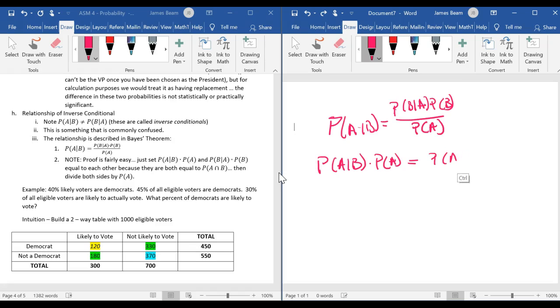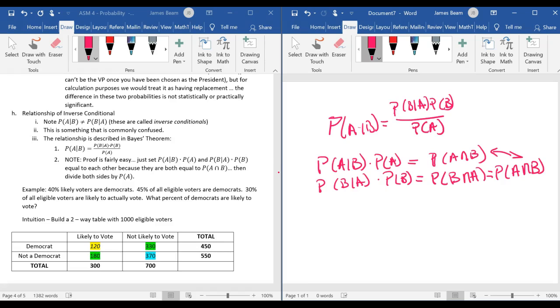Oops, A and B. We established this earlier. You can look up in the notes, it's there. If you take the probability of B given A times the probability of B, this is equal to the probability of B and A, which is the same as A and B. These two things are the same thing, which means that this thing is equal to this thing, right?